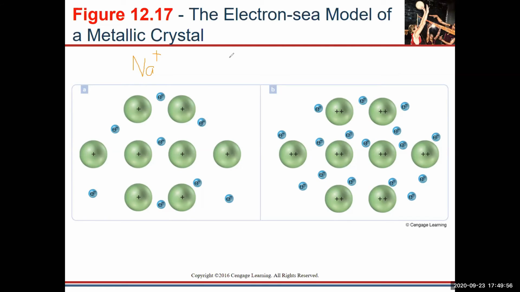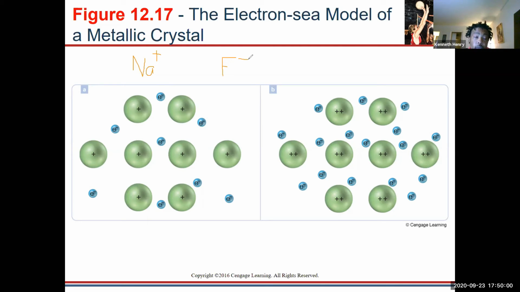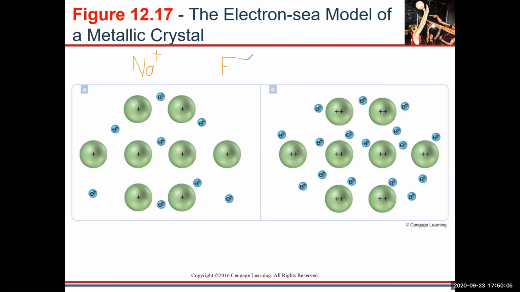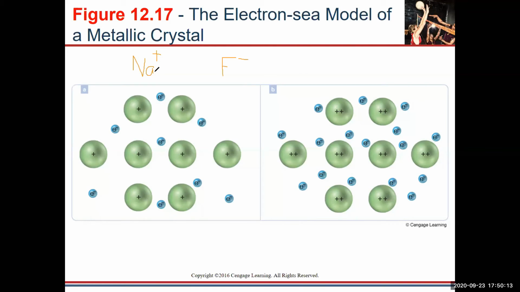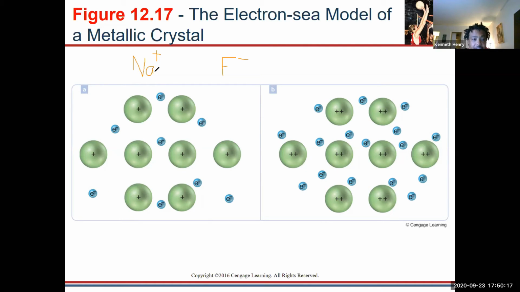And then normally it gives it up to something like fluorine or chlorine. So then chlorine wants it, right? Because chlorine wants to be stable too, and it becomes a minus. Okay. So what happens when you put a plus and a minus together? They create a bond, an attraction. They attract. They form an ionic bond.